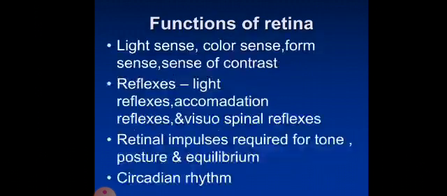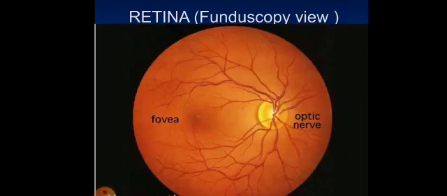Now if you look at the functions of the retina, it can sense light, color sense, form sense, and the sense of contrast. Regarding reflexes, the retina takes care of the light reflexes, the accommodation reflexes, and the viscerospinal reflexes. About all this, I'll be doing it in detail in the coming classes. The retinal impulses are required for tone, posture, and equilibrium. The circadian rhythm is also a very important function of the retina.